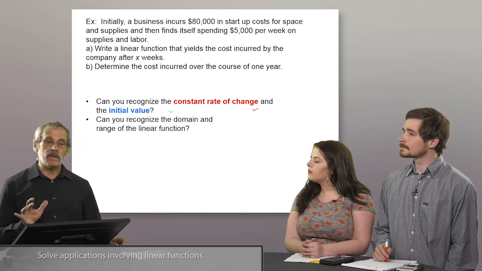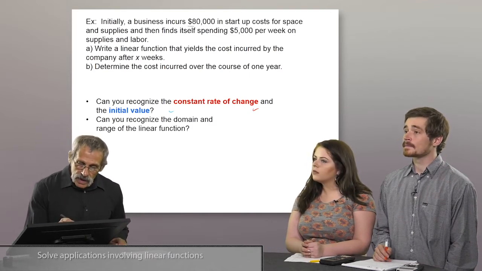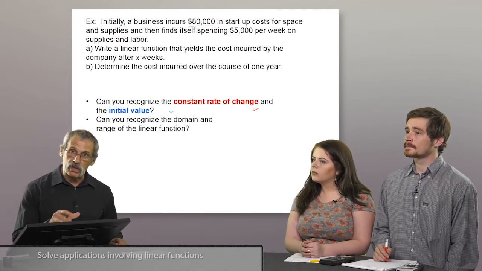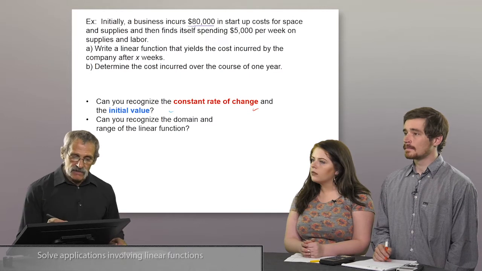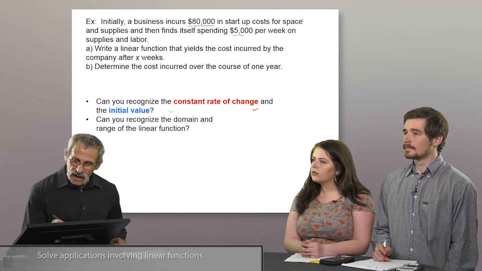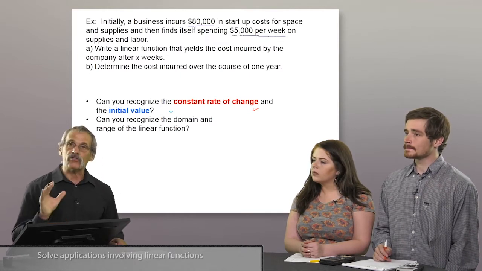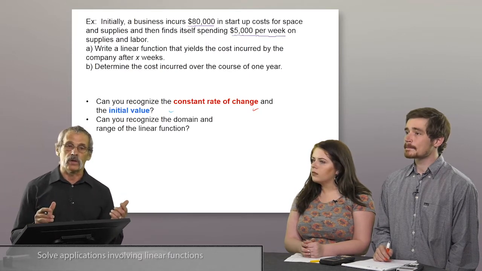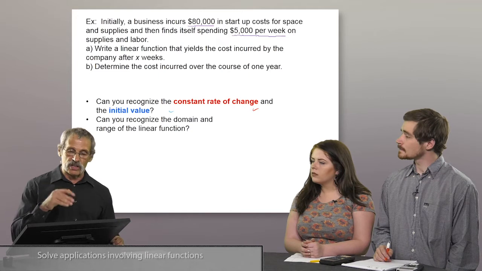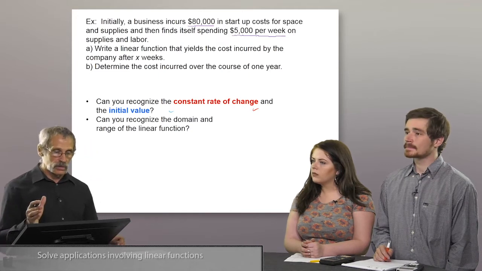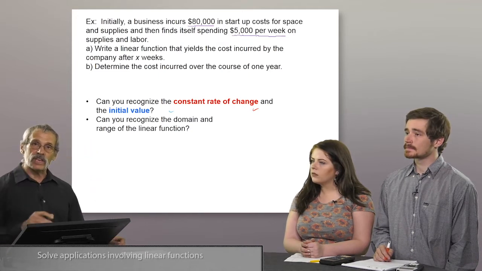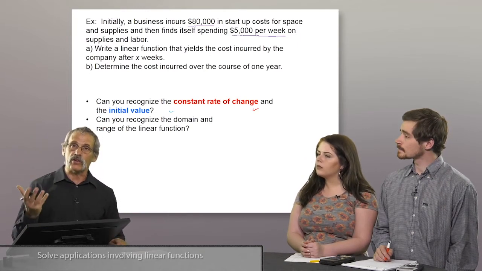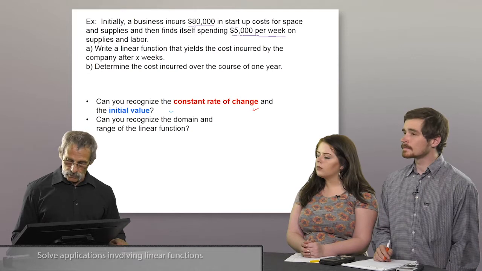So initially a business incurs $80,000 in startup costs for space and supplies and that type of thing, and then finds itself spending $5,000 per week on supplies and labor. Now we're going to ask 2 questions. We want to write a linear function that yields the cost that's incurred by the company after x weeks, and we want to determine the cost incurred over the course of 1 year.